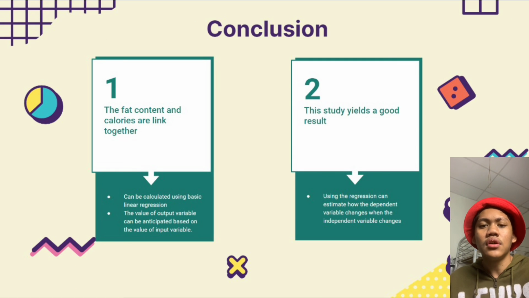This leads to the conclusion that the link between fat content and calorie consumption may be calculated using simple linear regression, in which the value of an output variable can be anticipated based on the value of an input variable. This investigation also yields a good result demonstrating that regression may be utilized to estimate how a dependent variable changes when the independent variable is changed. That's all from me. Thank you.